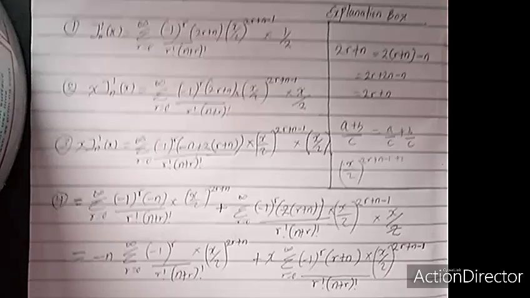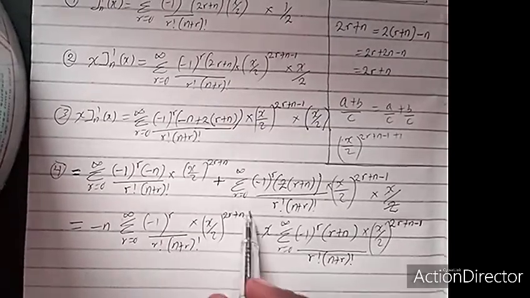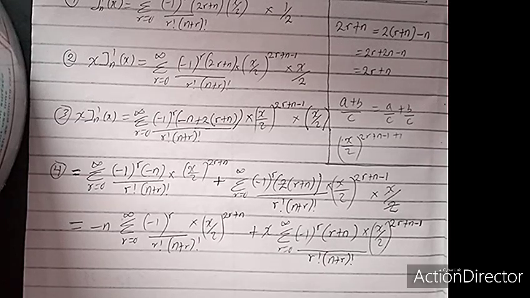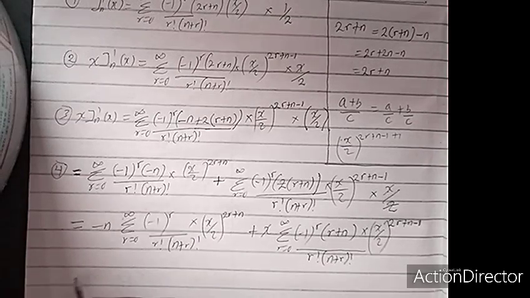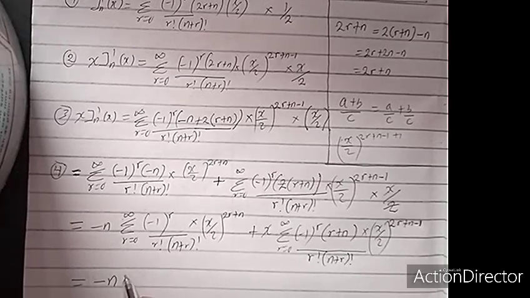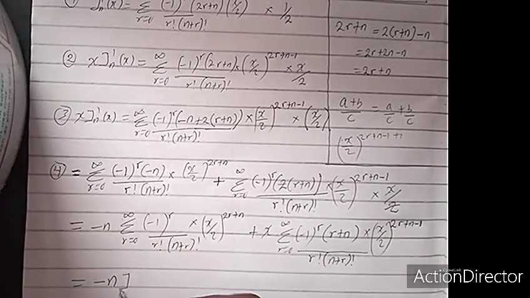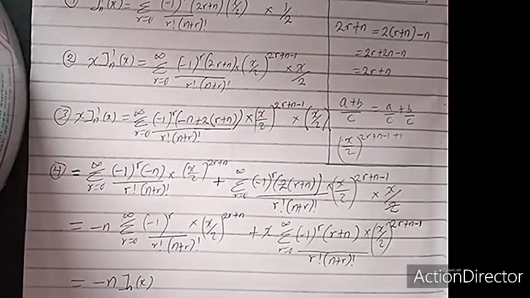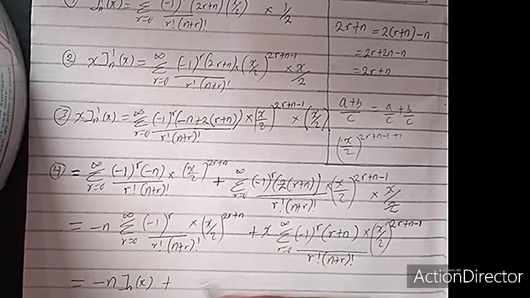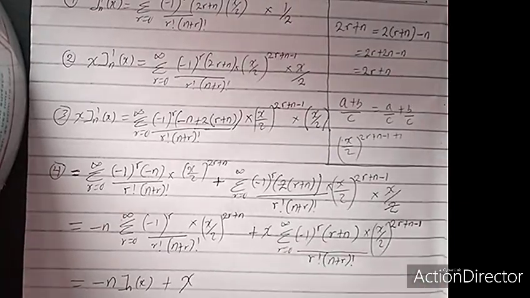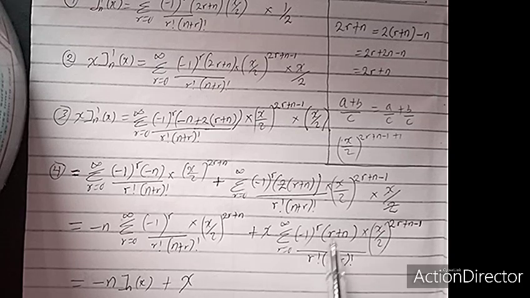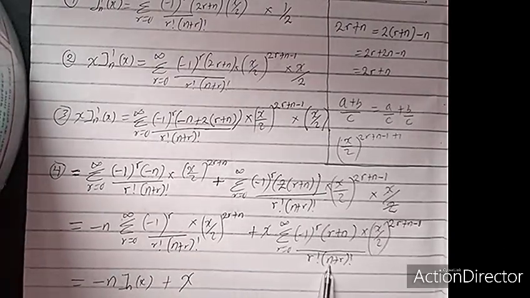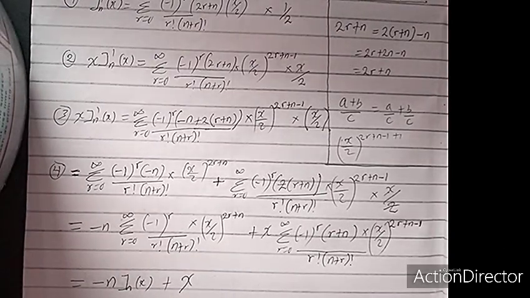Now just take a close look at this. From here is my what? Jn of x. So let me just write this minus n, because minus n is multiplying jn of x. So plus, now we want to do a simple arithmetic here. X. Now let's come to this place. This is r plus n and this is r plus n factorial. You know that n plus r is the same thing as r plus n.